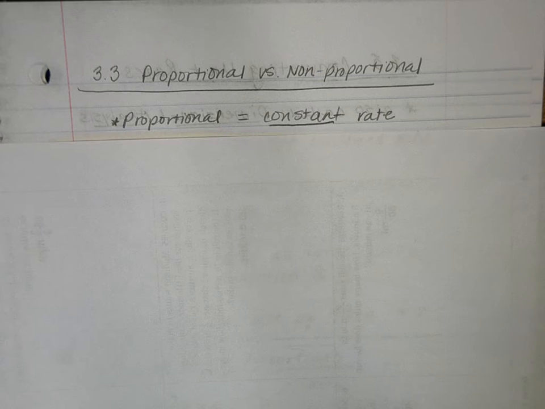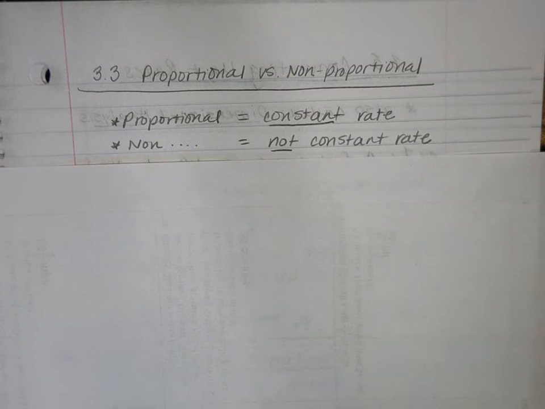Proportional means that something has a constant rate. This is super important. Probably about 2/3 of your test deals with this constant rate idea. Constant rate. Proportional means constant. So non-proportional means it's not constant. It's changing. Okay? Proportional is constant. Non-proportional, you don't have to write out the whole word again, means not constant.